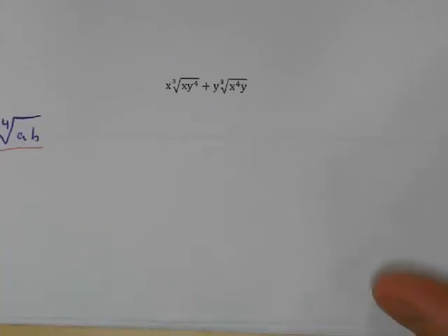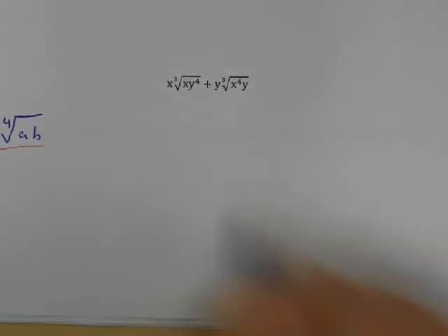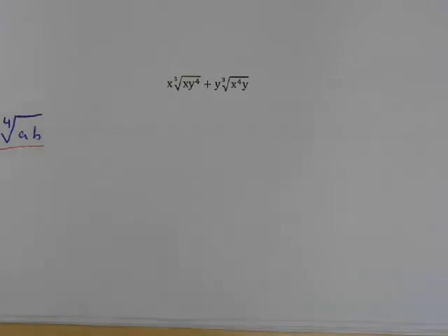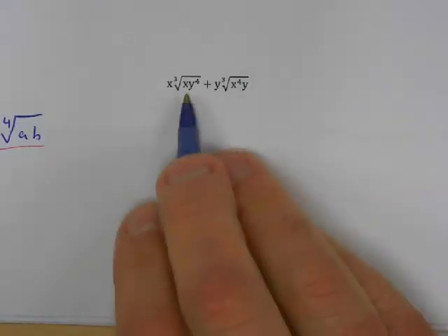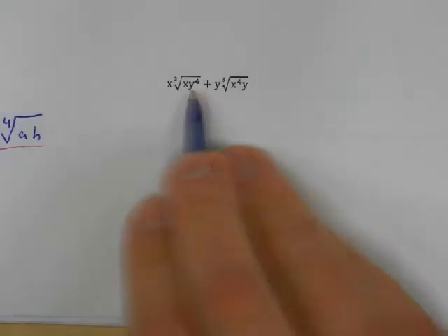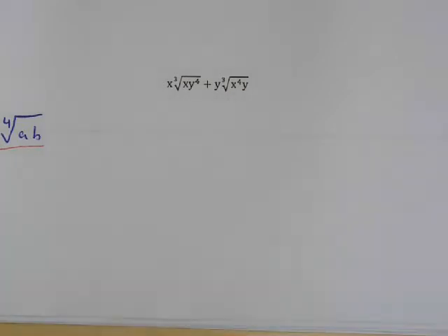Last one on the front page here. All right, so again, do we have like terms? No, under the radical here I've got x, y to the fourth. Over here we got x to the fourth and y. Okay, so let's see if we can simplify these and then maybe get like terms.